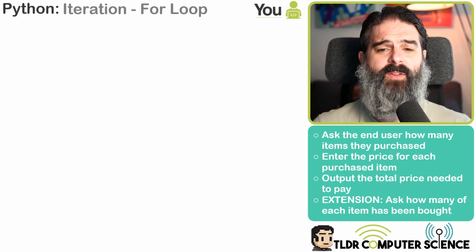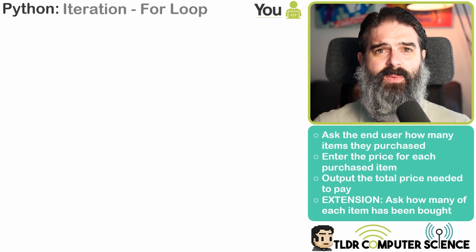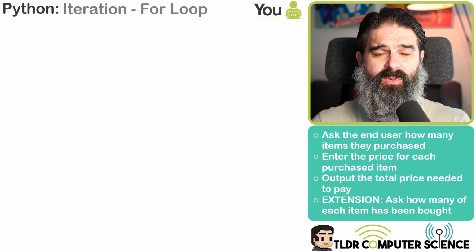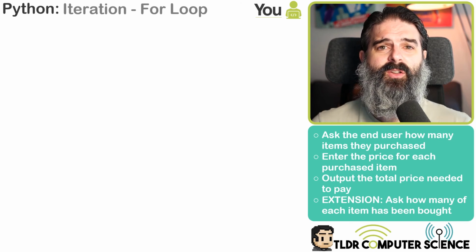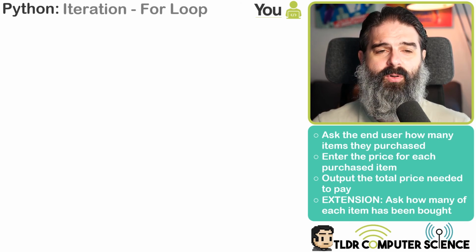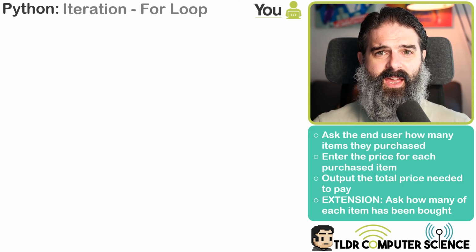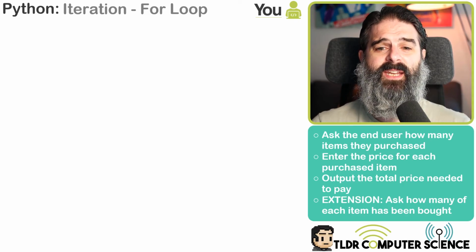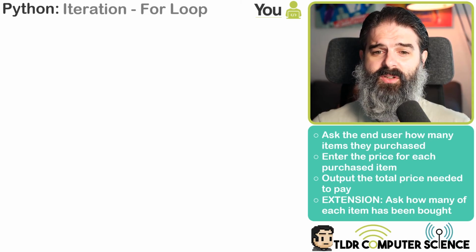So first of all, you have to ask the user how many items they've purchased. The idea is they've gone to a shop or something and they've bought some stuff. You're asking them, first of all, how many have they bought? Now consider what data type do you need for that. Is that going to be a string? Is that going to be an int? Is that going to be a float? What are you going to use for it?